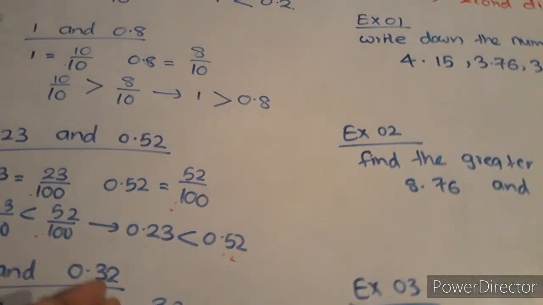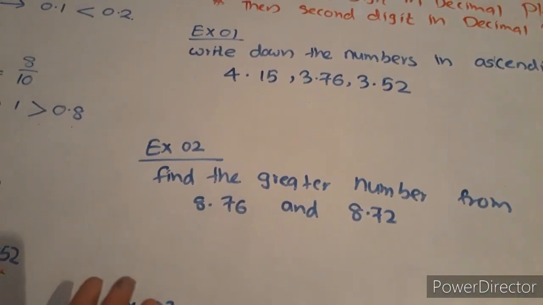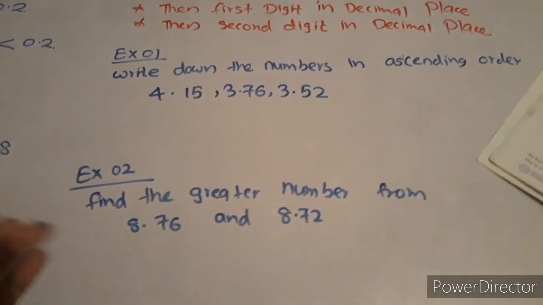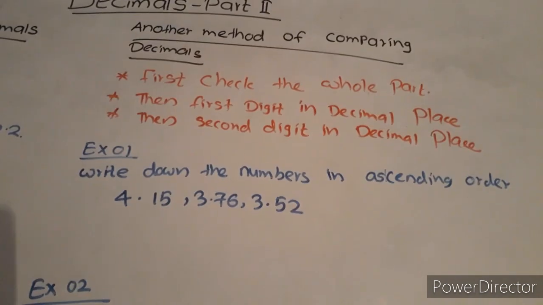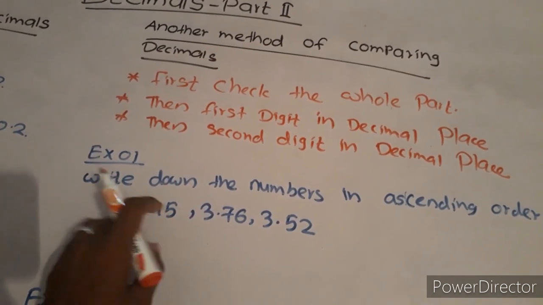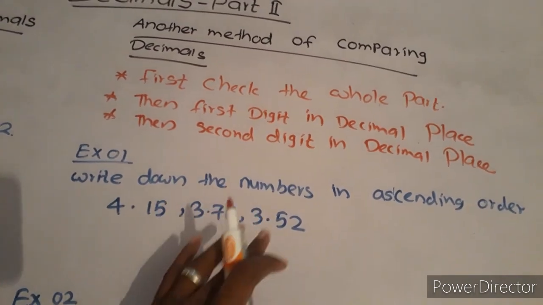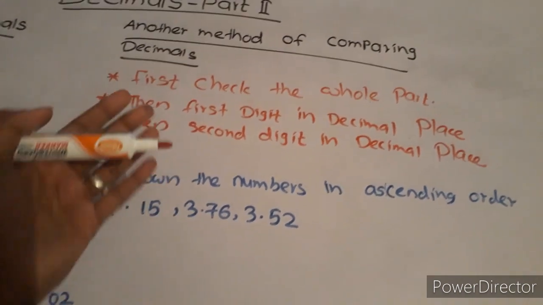Okay, now we go to another method, how to compare decimals. When decimals are given like this, can you see? So we have to compare decimals. We have to follow these methods.